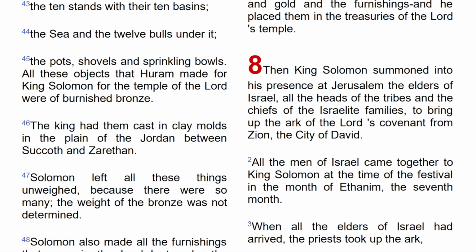Chapter 8. Then King Solomon summoned into his presence at Jerusalem the elders of Israel, all the heads of the tribes and the chiefs of the Israelite families, to bring up the ark of the Lord's covenant from Zion, the city of David.